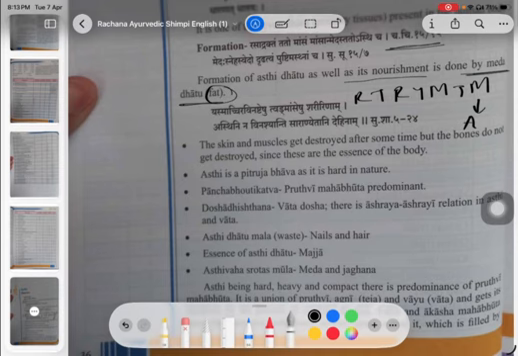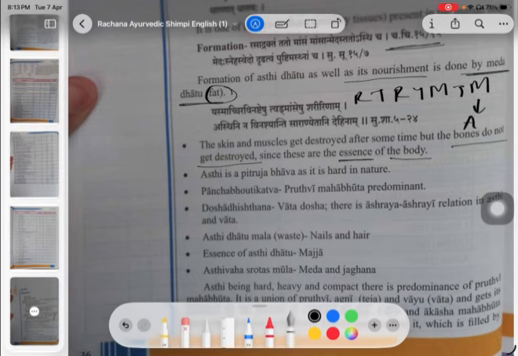All right, the skin and muscles get destroyed after some time, but the bones do not get destroyed since these are the essence of the body. The body structure is made up of bones. That's why these are not getting destroyed. They don't get destroyed after death.